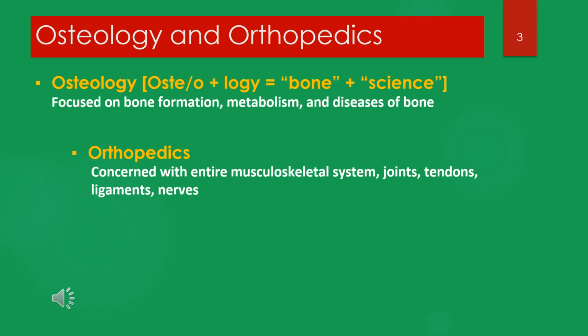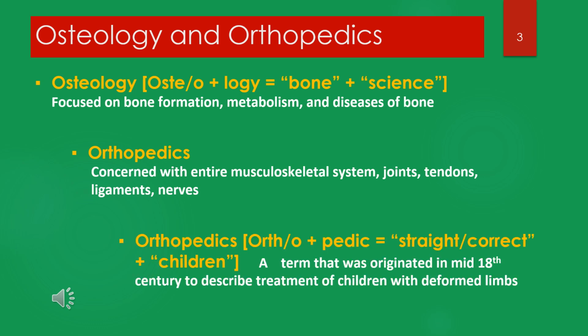Osteo is the morpheme for bone, logi the suffix meaning study of. The origin of orthopedics is a little more interesting. Ortho is from the Greek meaning right or correct, and pedic is derived from the Greek for children. It is a term that was originated by a mid-18th century French physician to describe the treatment of children with deformed limbs.